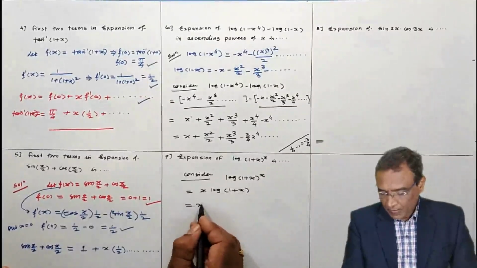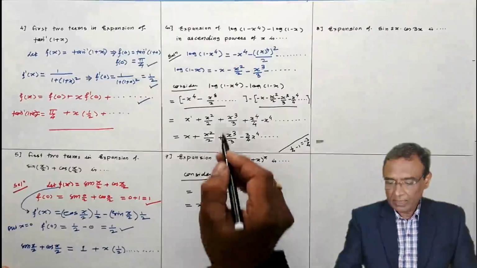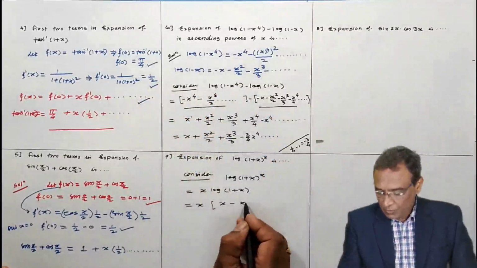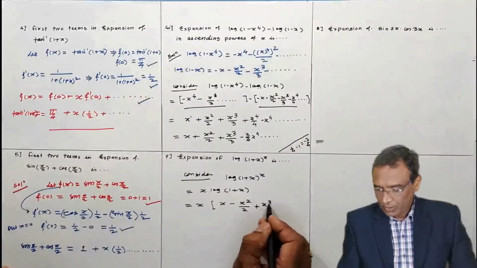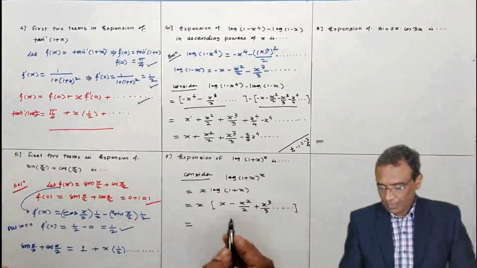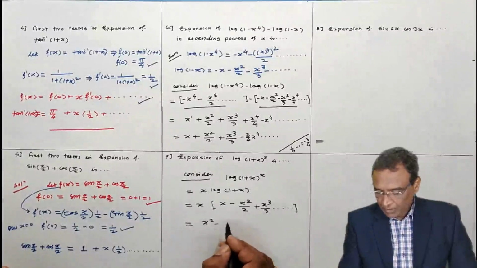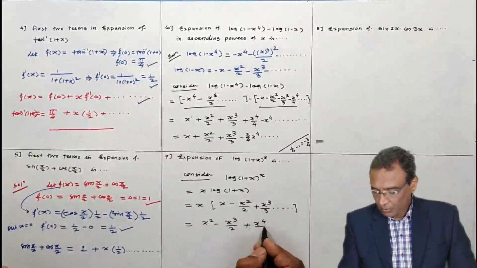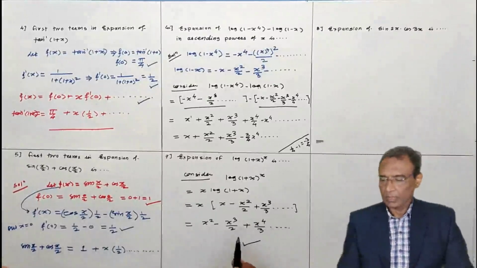Then by direct expansion, log of 1 plus x can be expanded like this. This is log of 1 minus x expansion. In log of 1 plus x expansion, plus and minus occur alternatively. On the first page, I have given you the formula for this. Okay. Now, this is an infinite series, and each term must be multiplied by x: x square minus x cubed by 2 plus x raised to 4 by 3 and so on. Okay, this is the correct answer.